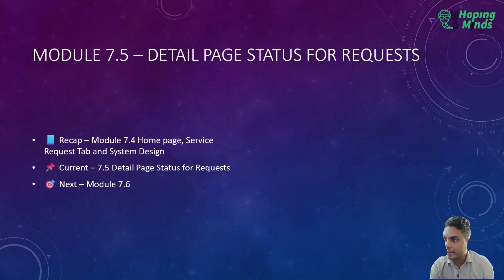Let's do a quick recap. What we learned in 7.4, we already had a home page, but we created a new tab wherein we were able to see the list of requests which were generated through the booking form itself. So let's go ahead and deep dive into 7.5, wherein we will create the detailed page status for requests.